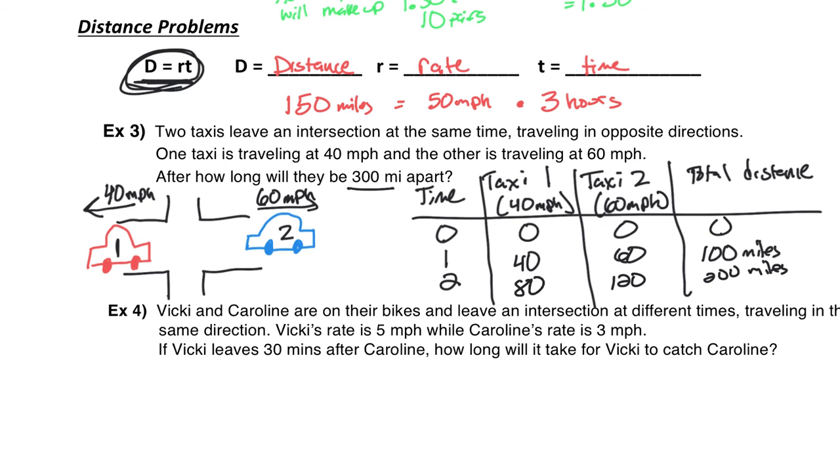All right, what we should notice here is on this side, every time I do another hour, this changes by 100. So if I were to do one more hour, this would change by 100 and we'd be at 300 miles. This would be 3 times 40, which would be 120, and this would be 3 times 60, which is 180, and 120 plus 180 does equal 300 miles. So the question says, after how long will they be 300 miles apart? That would be 3 hours.